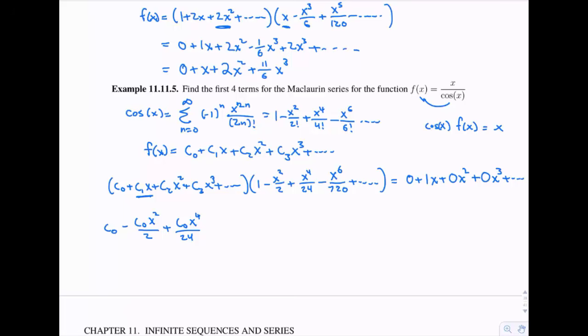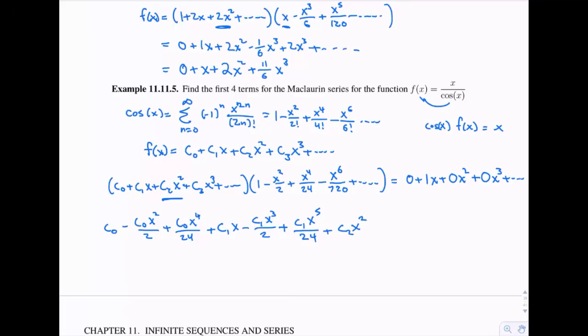c1x, and I'll multiply it by 1 first. So c1x, that's it. Then I'll multiply it by the negative x squared over 2 term. So that's going to be negative c1x cubed over 2. Then I'll multiply it by the x to the fourth over 24 term. So that's going to be c1x to the fifth over 24. That's probably enough. x to the fifth is probably too high. I probably don't need that as is, but it's fine to write down too many terms.